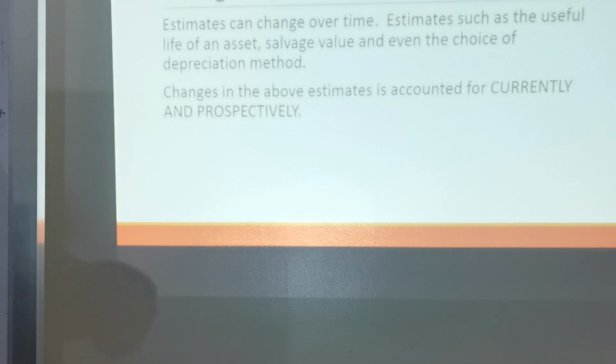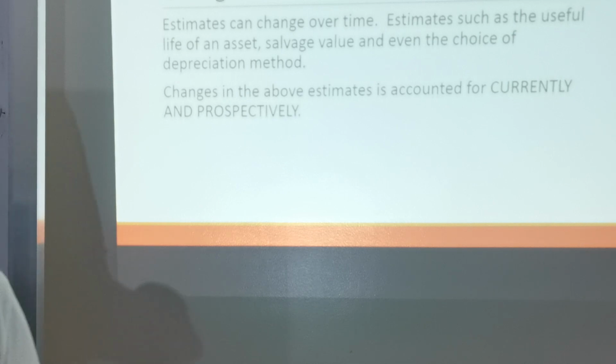So what are the changes in estimates made by the company with regard to property and equipment? The estimated useful life and the estimated salvage value are estimates. Before, the depreciation method was treated as a change in policy, but now it's already a change in estimate. So if the company, for example, changes the depreciation method from straight line to SYD or vice versa, that should be treated as a change in estimate.